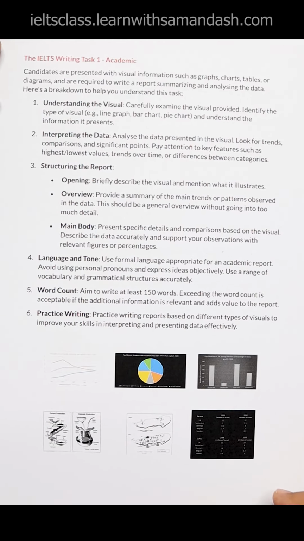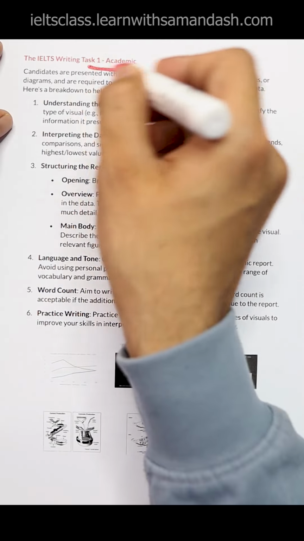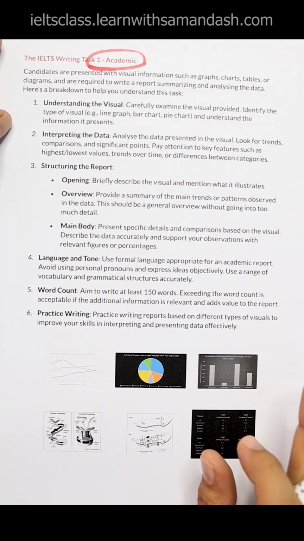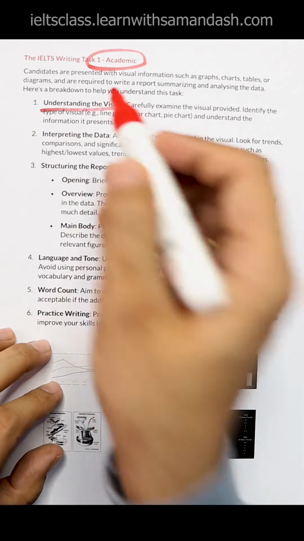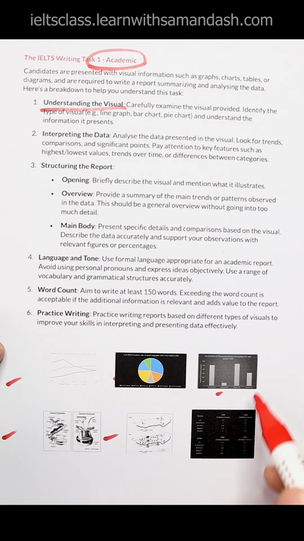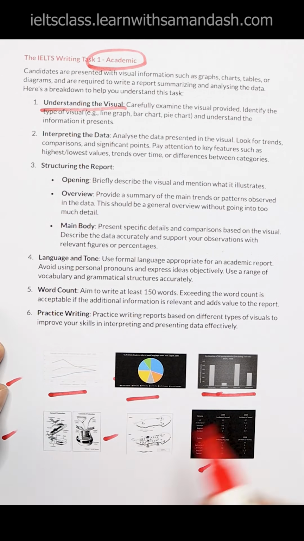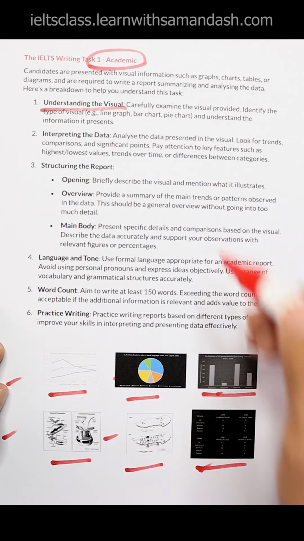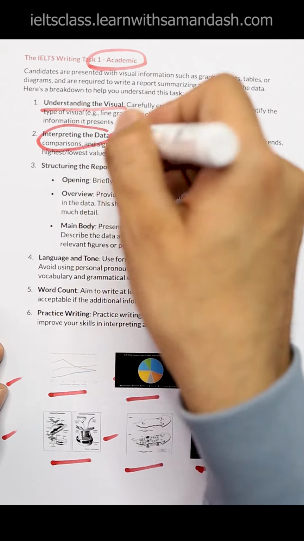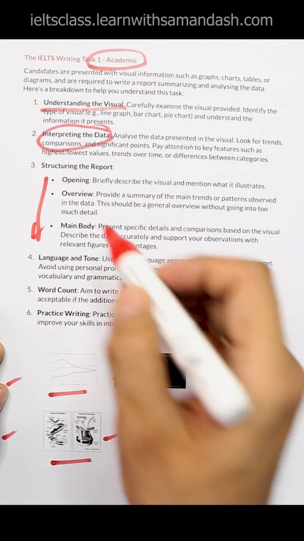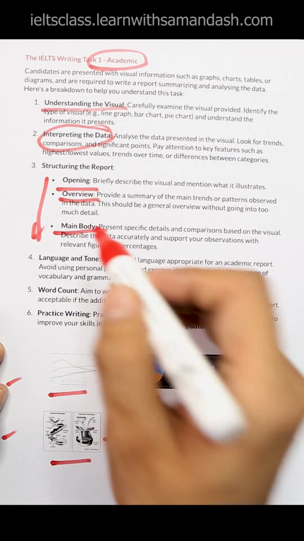As you can see here, we have a task called writing task academic. Basically, you have to understand the visual. As you can see, we have 6 types of questions possible, and they are line graph, pie chart, bar chart, yes, it is called chart, process diagram, map difference, and table explanation, right? And we have to interpret the data and then write the answer using this structure: an opening, overview, and main body.